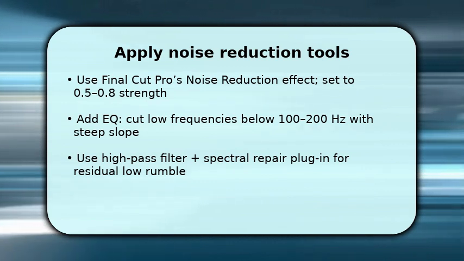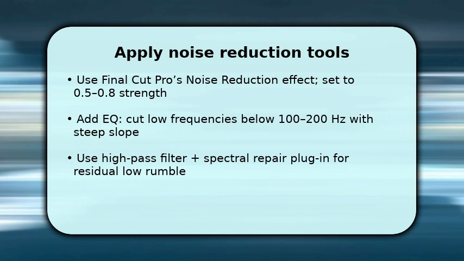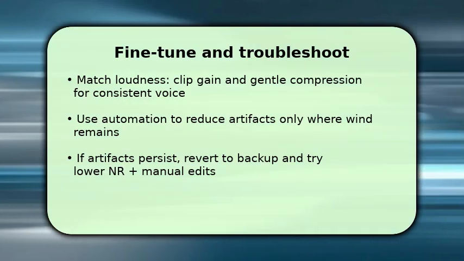If some windy textures persist, use a spectral repair or third-party denoiser to surgically attenuate bursts. Adjust attack/release settings so transient speech isn't flattened. Finish by balancing loudness and smoothing artifacts. You should normalize or adjust clip gain, then apply gentle compression to glue the voice back together. This helps masked consonants reappear.